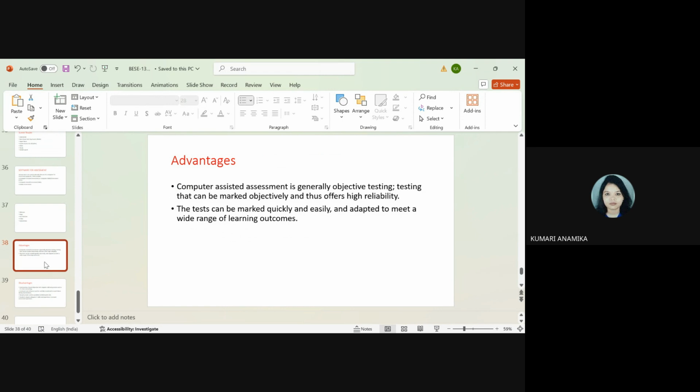See, what could be the advantages of this software? Computer assisted assessment is generally objective testing that can be marked objectively and thus offers high reliability, and these tests can be marked quickly and easily and adapted to meet a wide range of learning outcomes.